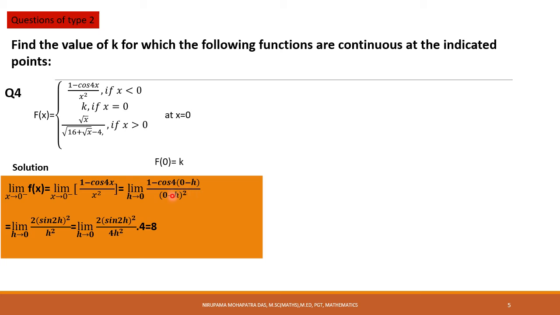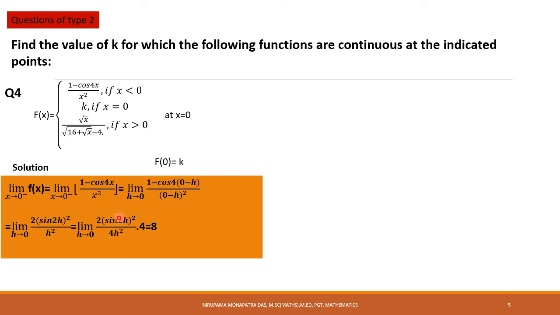Numerator becomes what? Cos(minus theta) equals cos theta, as we know. So we are getting 1 minus cos 4h. And we also know 1 minus cos 2x is 2 sin square x. So 1 minus cos 4h is what? 2 sin square 2h. Denominator is h square. And we just need to arrange it to get the formula of the limit. So twice of it, we need the square of sin 2h by square of 2h, right?